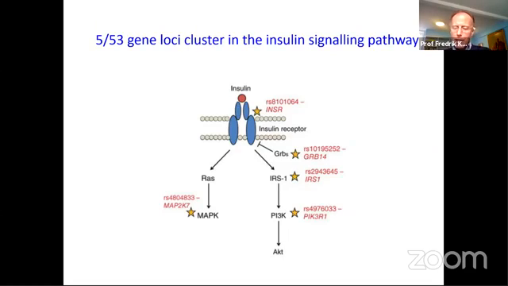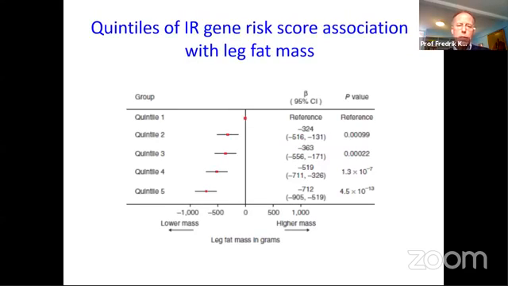I suspect that the investigators didn't anticipate what they found next, which was the even more interesting observation. If they took all these 53 gene variants associated with insulin sensitivity, raised triglycerides, low HDL, etc., and looked at the association using a gene risk score of fat distribution, it turned out that if you have a high gene risk score, many of these gene variants, you have a much lower mass of your leg fat. It was a very clear dose-response relationship between the gene score for the metabolic syndrome and having a lower fat mass in the legs.